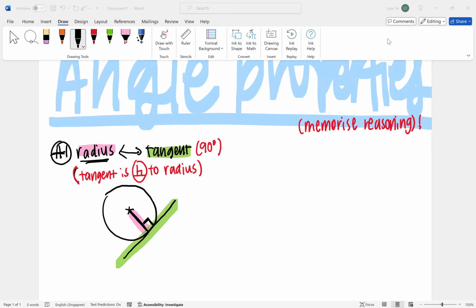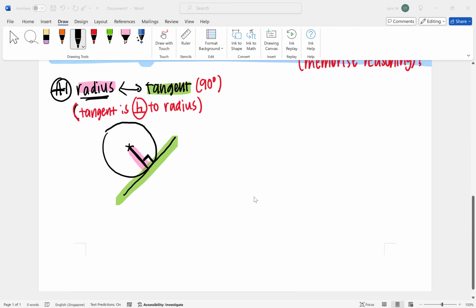Now, the second property, guys, remember radius is this short little one, right? So something longer than a radius. Yes, a diameter. So the second one I'm going to teach you guys is called the diameter.